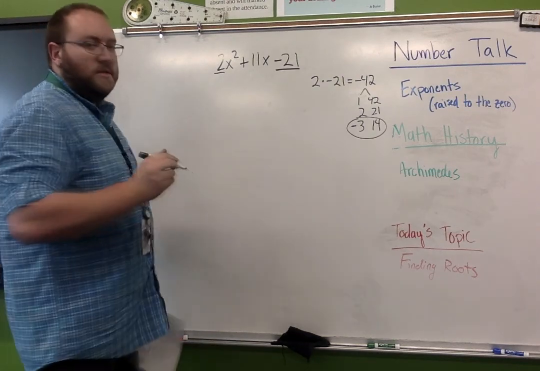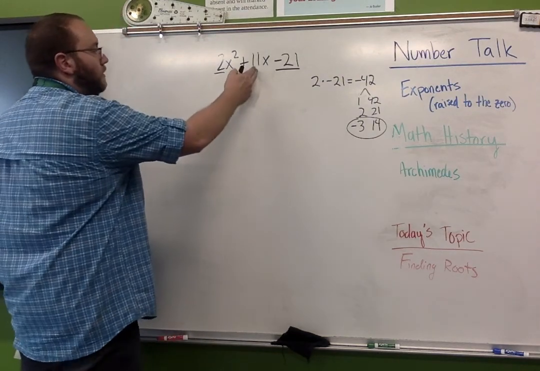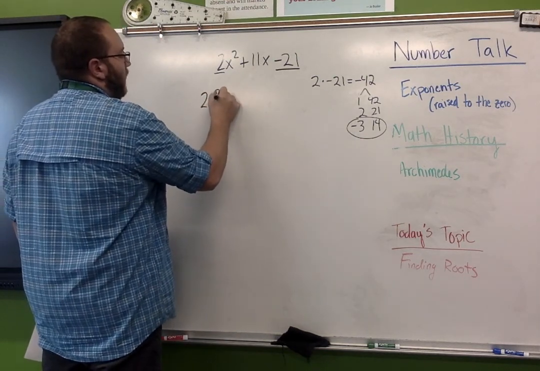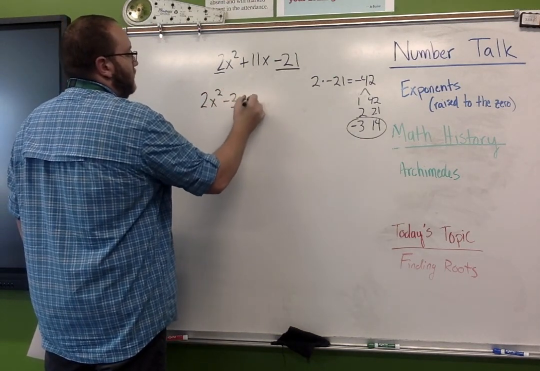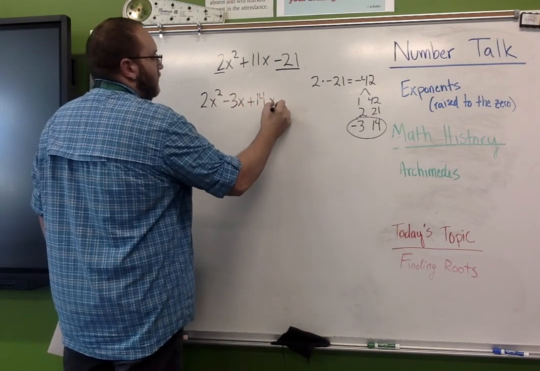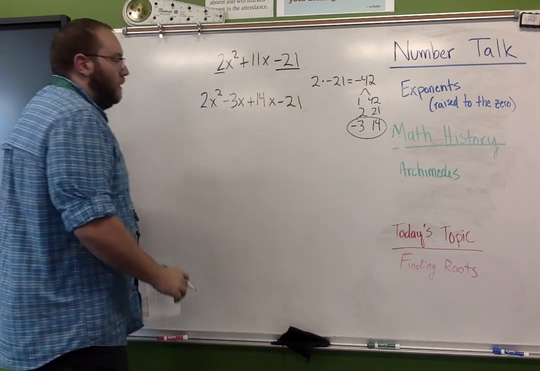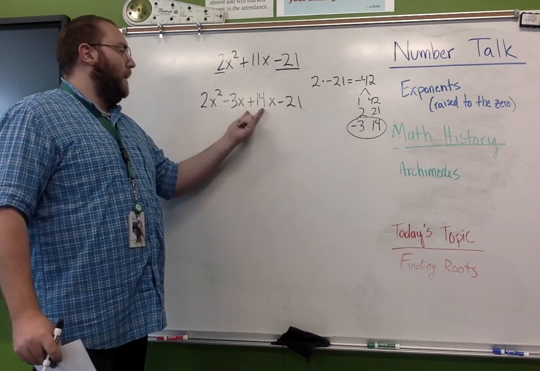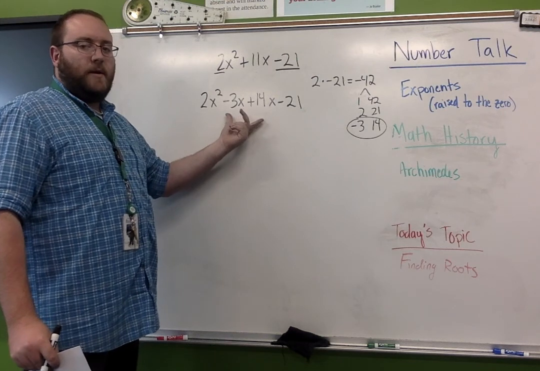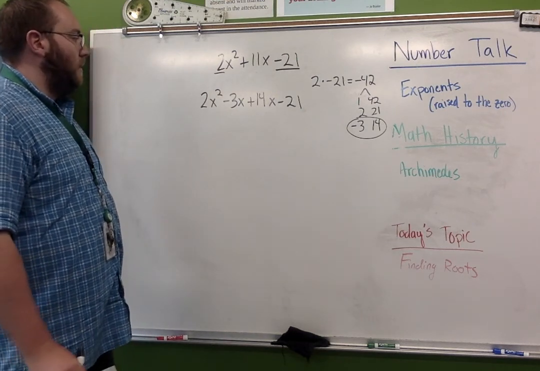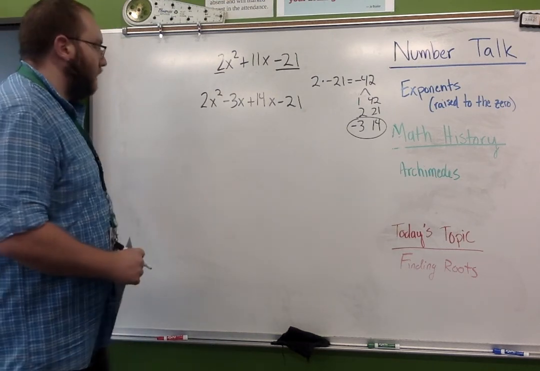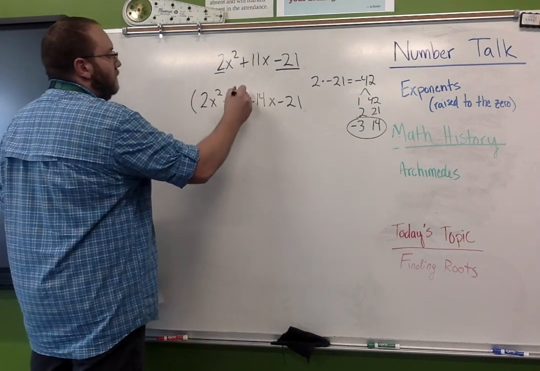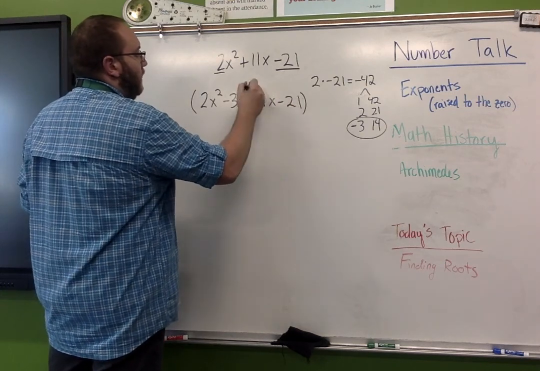So now, step 3, I'm going to rewrite the middle term as a sum of these two. So 2x squared minus 3x plus 14x minus 21. Okay, you'll notice that these are like terms. If we were to combine them, we'd still get 11, but we separate them to get our factor by grouping here. Step 4, we group the first two terms and the last two terms together.